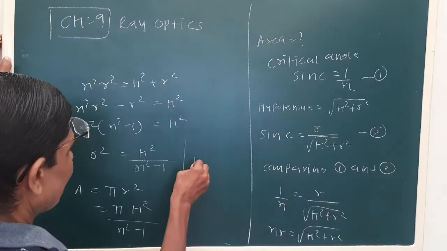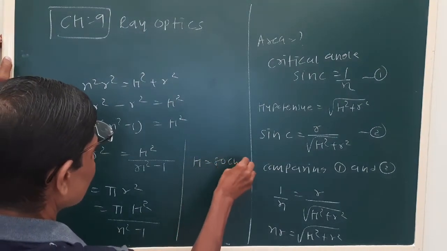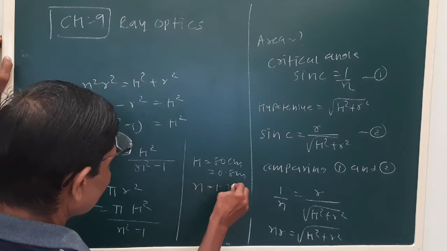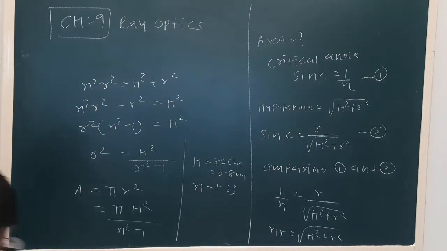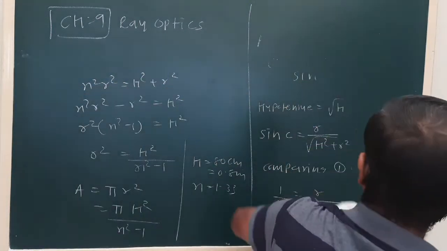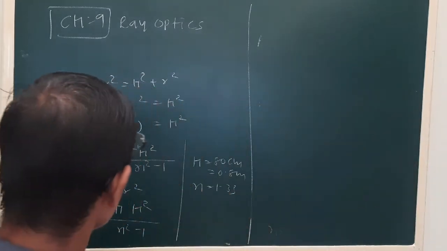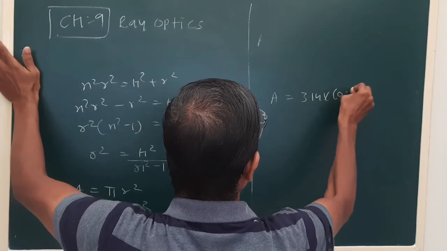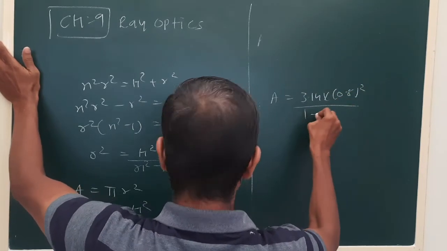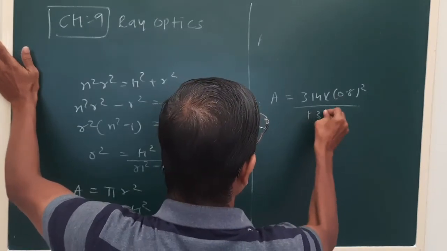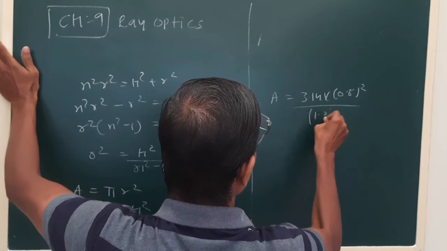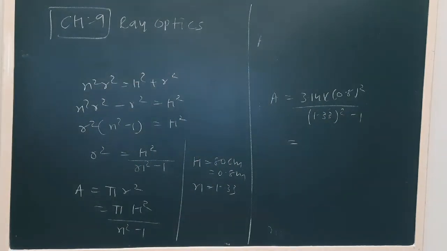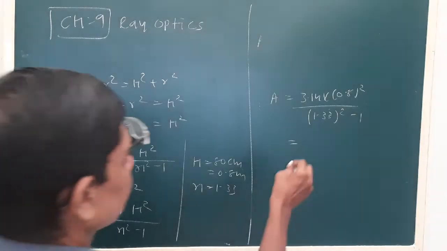Here h, the height or depth, is 80 centimeter, that is 0.8 meter. n is 1.33, that is for water. So if I substitute the values, area will be pi is 3.14, 0.8 square, upon n square, that is 1.33 square, minus 1. Now if we solve, we'll get 2.6.